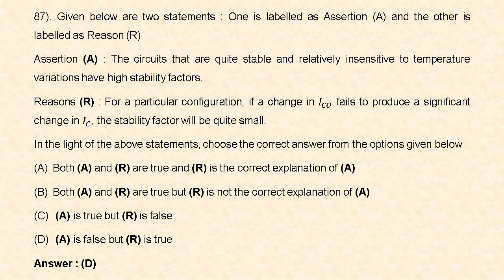Next question. Given below are two statements. One is labeled as assertion and the other is labeled as reason. First assertion. The circuits that are quite stable and relatively insensitive to temperature variations have high stability factors. We know that this statement is false. Next, reason. For a particular configuration, if a change in ICO fails to produce a significant change in IC, the stability factor will be quite small. This statement is true.